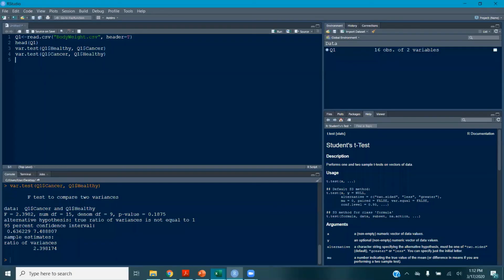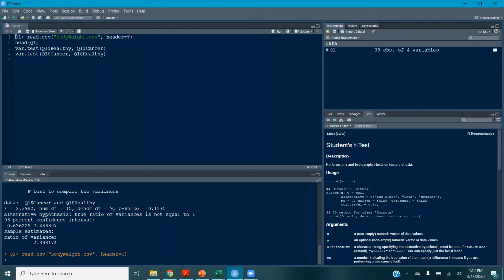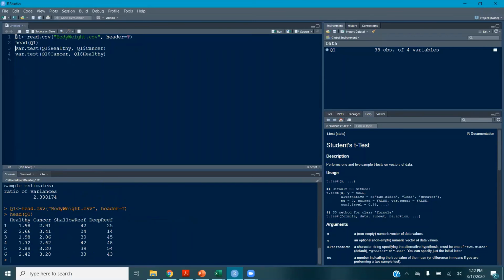Going back into R, R doesn't know that we changed this data, so we have to rerun lines 1 and 2. So I will run line 1, telling R which data to import, and rerun line 2, and we can see that the data output is different than what we had before. We not only have the healthy and cancer data, we now have the shallow reef and deep reef data. So let's go ahead and run the f-test with this data.